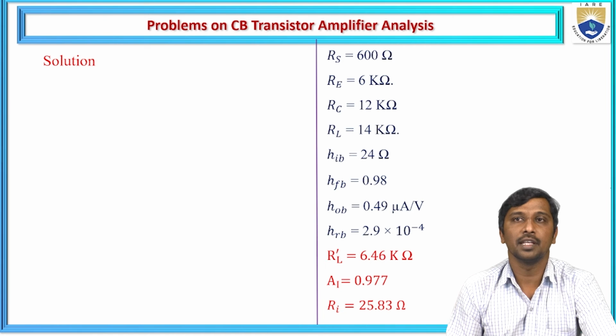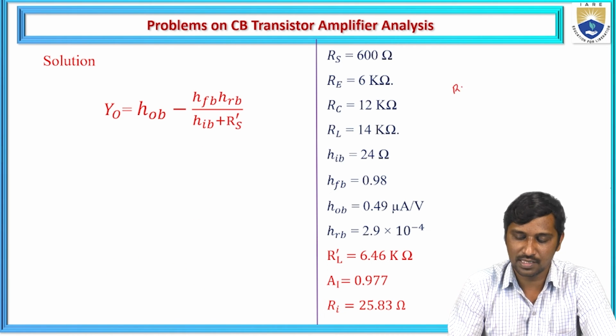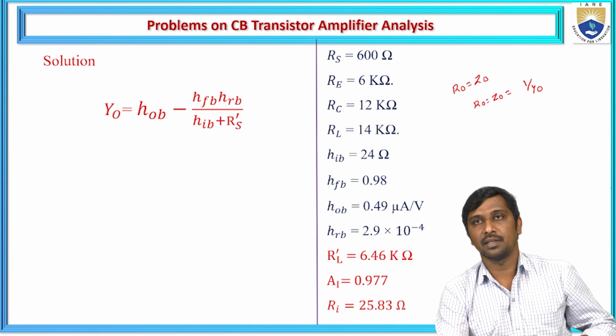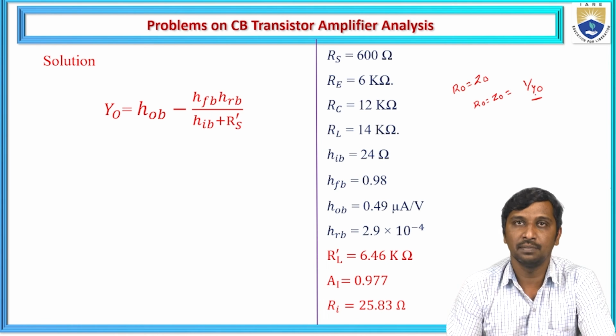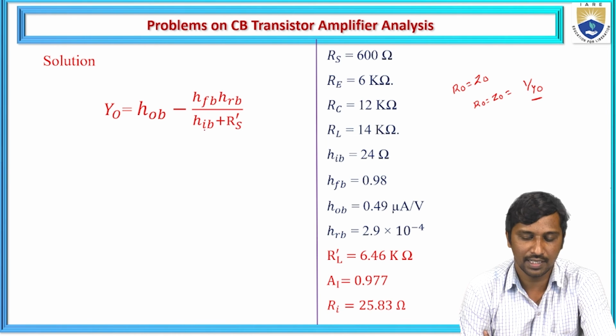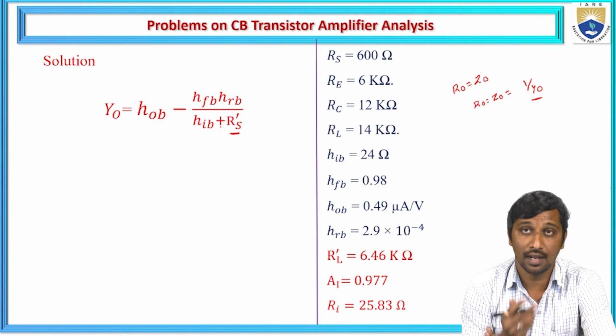Similar to that, we need to calculate the output impedance. So the output impedance means we need to calculate R0 or Z0. From this small signal model representation, either R0 or Z0 is represented as the reciprocal of output admittance, that is nothing but 1 by Y0. Hence, first we need to calculate the output admittance, represented as Y0 equal to HOB minus HFB into HRB by HIB plus R dash S. Again, we need to calculate what this R dash S is.